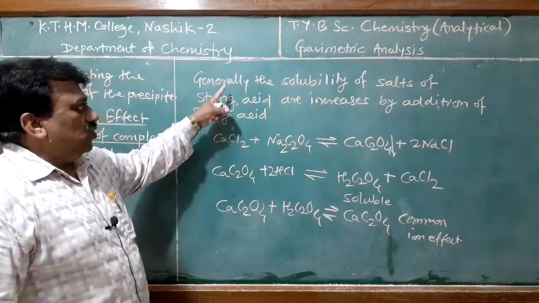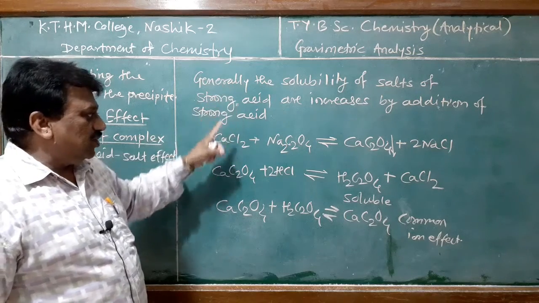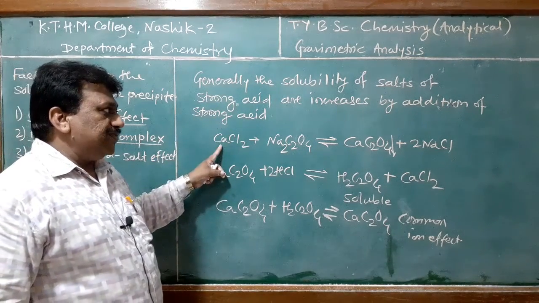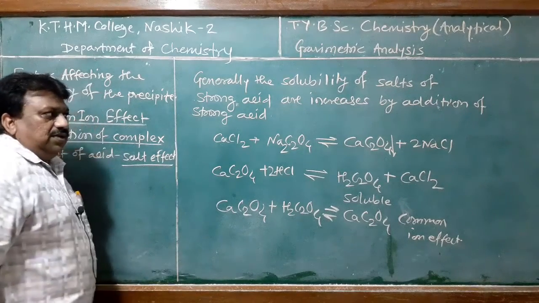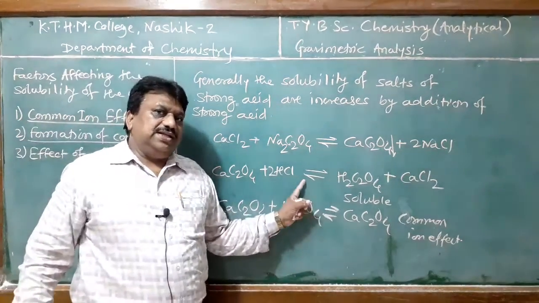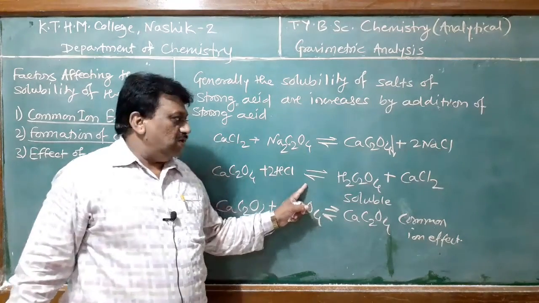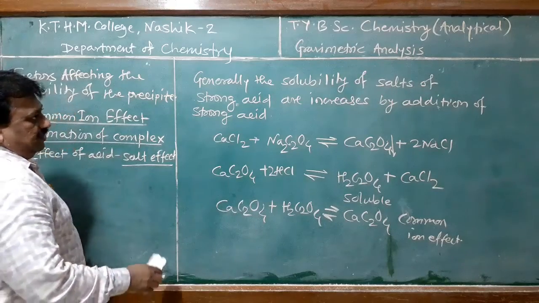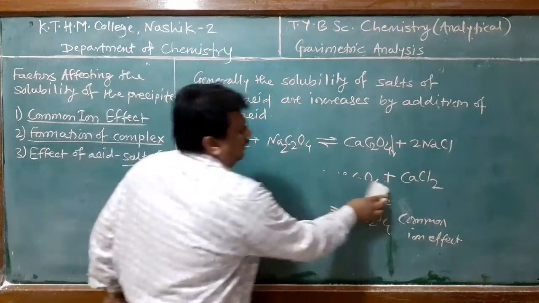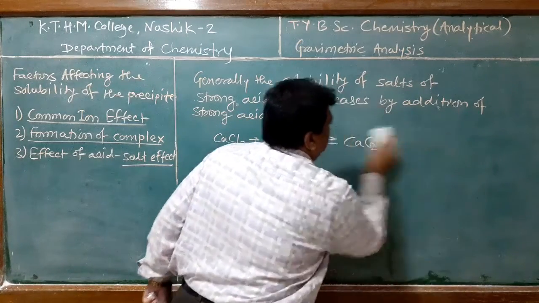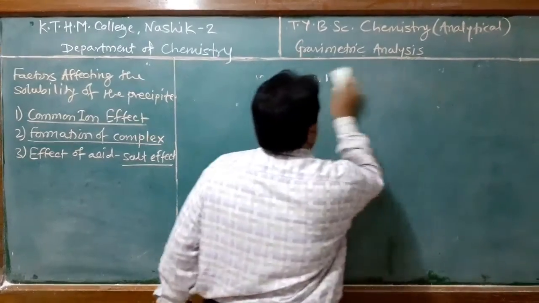Therefore, the solubility of this type of salt gets increased because of the addition of strong acid, and that effect is called the salt effect. That results in formation of salt, and salts are soluble in water, which increases the solubility of the sparingly soluble electrolyte. Now, students, we discuss the effect of temperature on the solubility of precipitate.